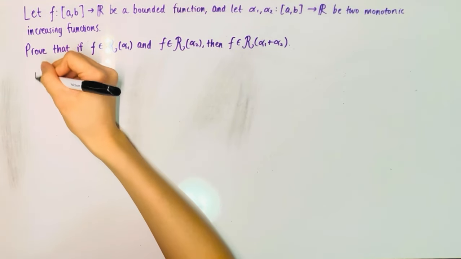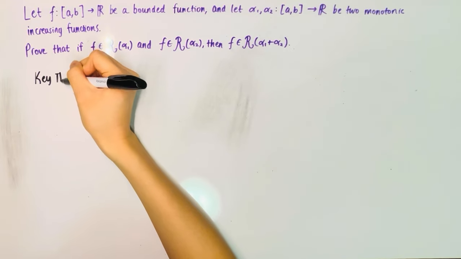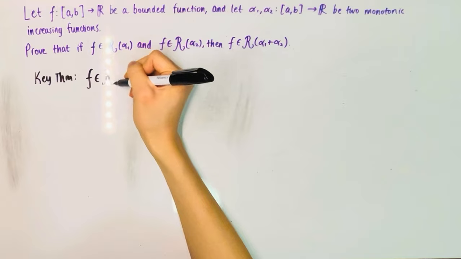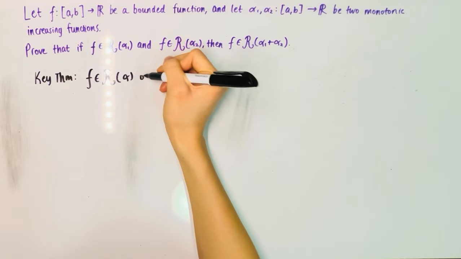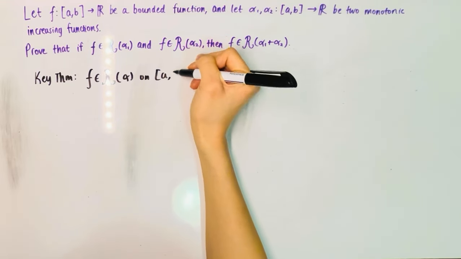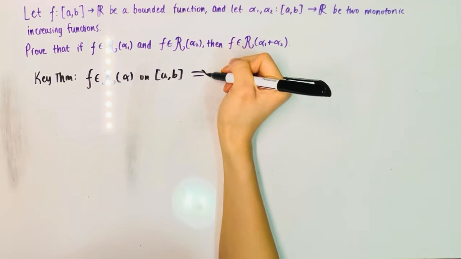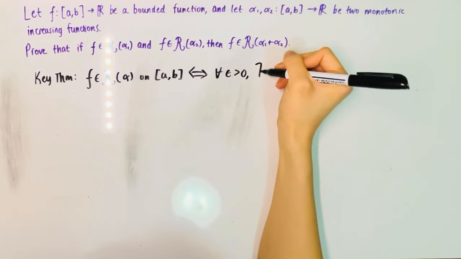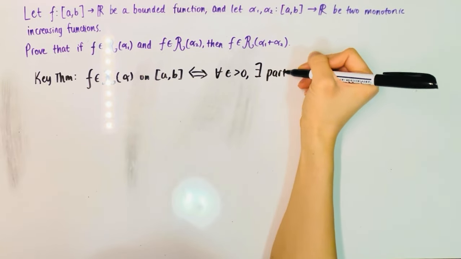And the key theorem here is that f is Riemann integrable with respect to alpha on [a, b] if and only if for all arbitrary epsilon greater than 0, there exists a partition P.